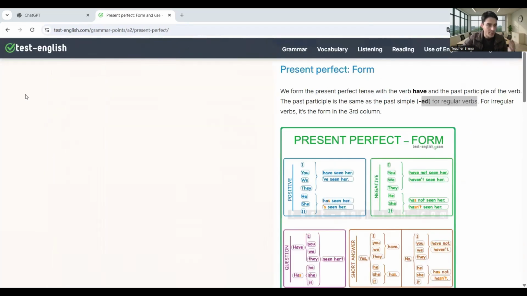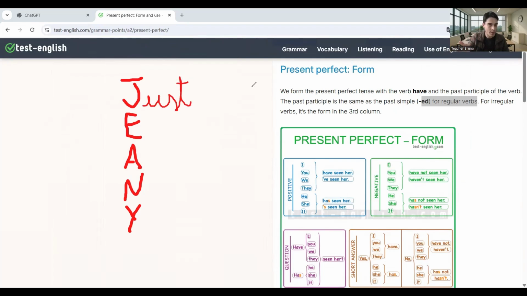To help you remember context and situations, you can remember the acronym JEAN-Y. Well, every single letter here stands for something. So J stands for just. This is used to emphasize something very recent. I've just finished a meeting seconds ago. I've just gotten home. Very recent. Recently completed actions, present perfect.